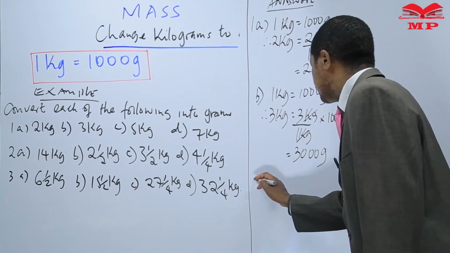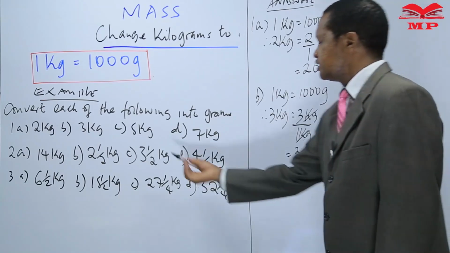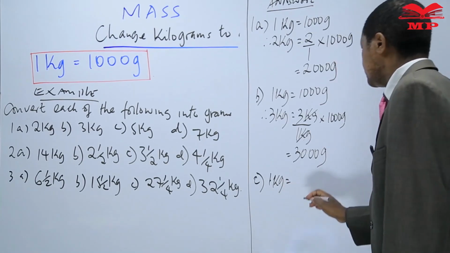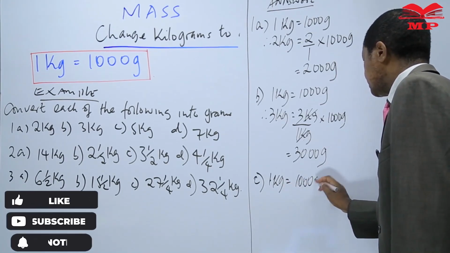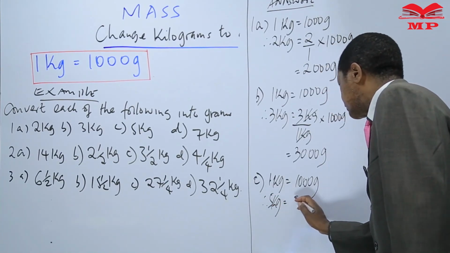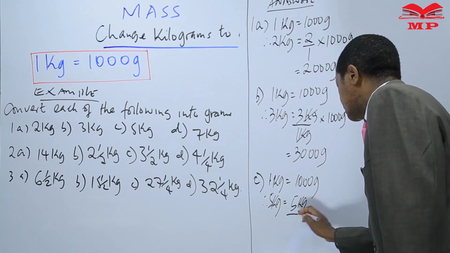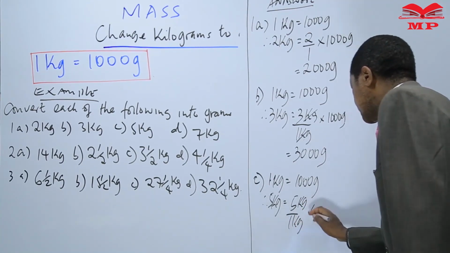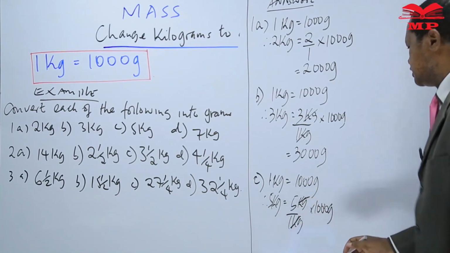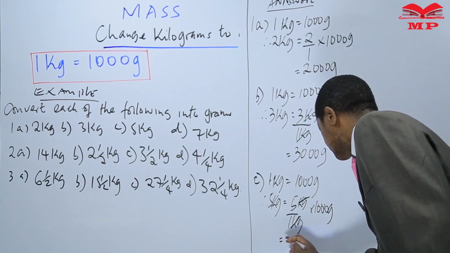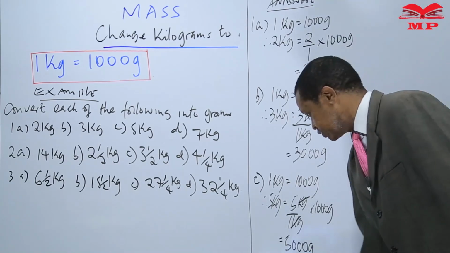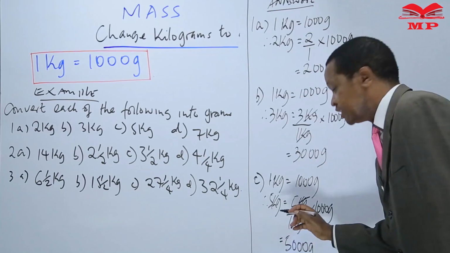Coming to C, 1C, 5 kilograms. We know 1 kilogram is equivalent to 1000 grams. Therefore 5 kilograms will be equal to 5 kilograms over 1 kilogram times 1000 grams. So this cancels out with that. Then we have 5 times 1000, giving us 5000 grams.